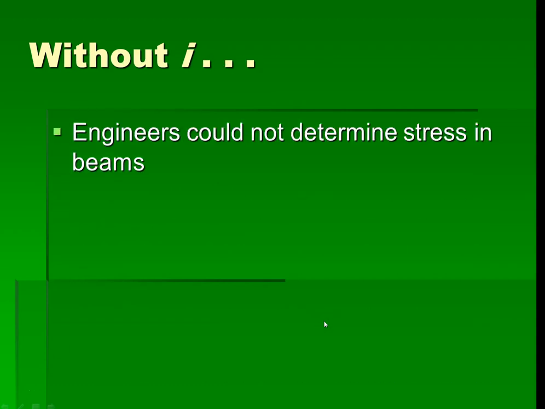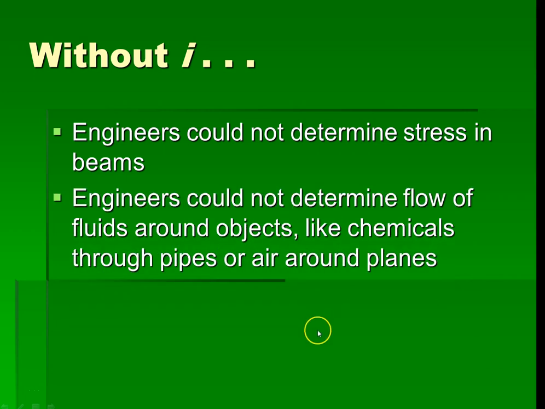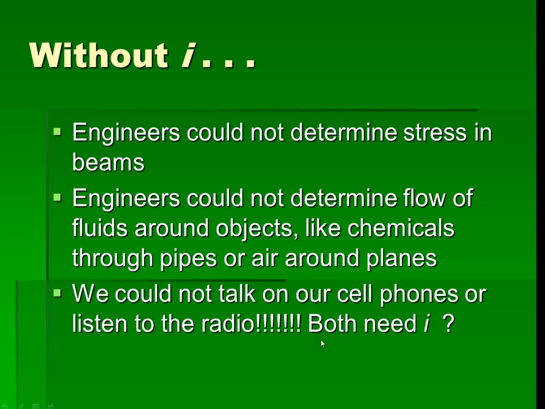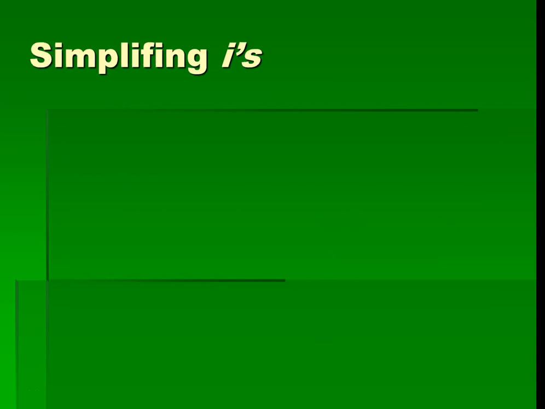You can't design a bridge and beams, you can't design the flow of fluids, and our cell phone won't work, because as you design, all of those hit that square root of a negative number, and you have to figure out how to get rid of it. To keep working, we came up with a definition. The definition of i means square root of -1. So anytime we see the square root of -1, we can replace it with an i.